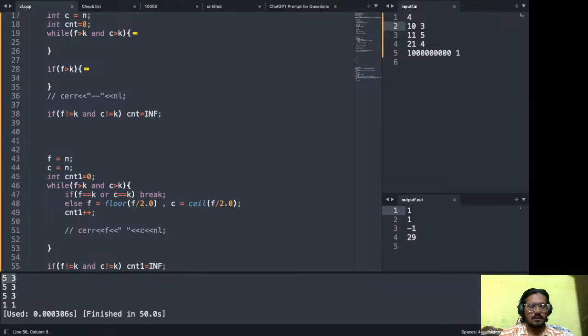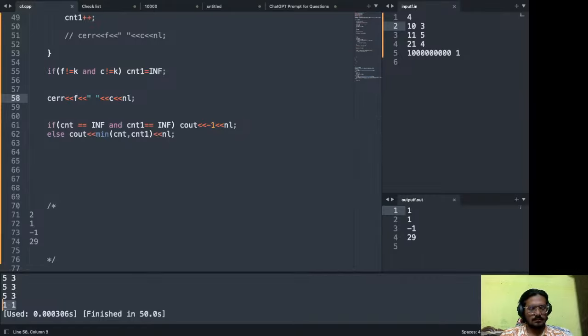We have 5 and 3. Yeah, 5 and 3. 5 and 3. 1 1. What does it mean? In 11 we want 5. So... how can one come?